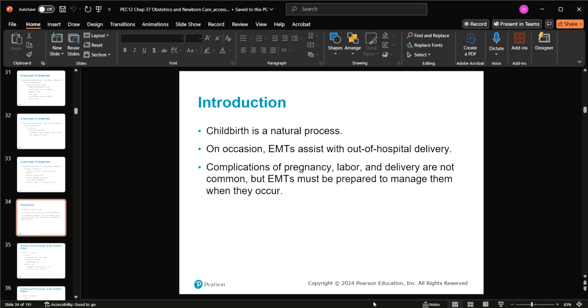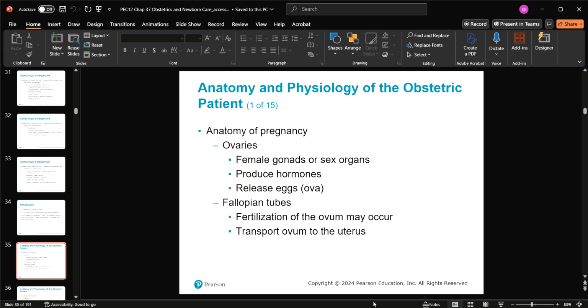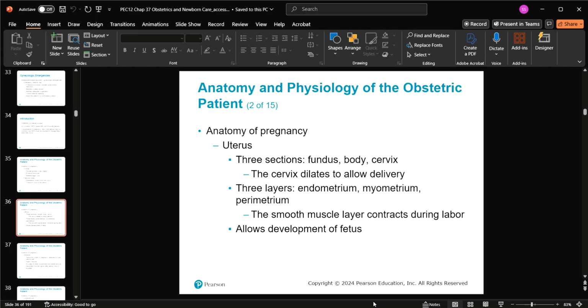All right, so we're talking about childbirth and what we as EMTs may have to do for out-of-hospital deliveries. We're going to talk about some complications that we may see in the field and differentiating between those two.